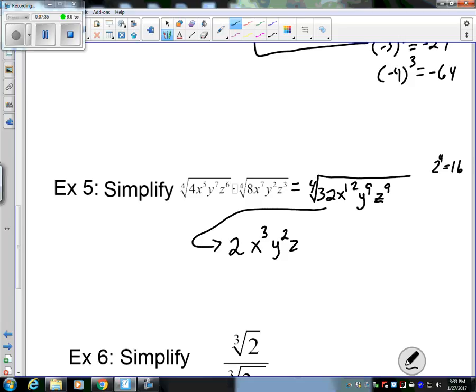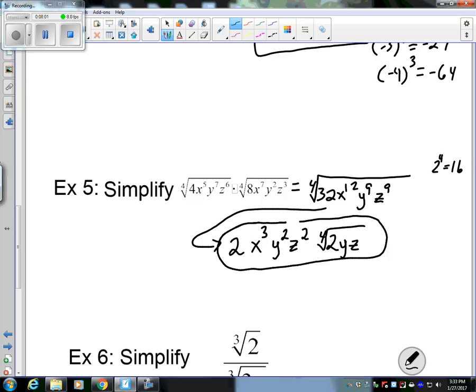So z, 4th root, let's figure out what's left over. So 32 divided by 16 is 2. X's are all used up with the 3 groups. Y's, there's 1 group left over, or 1 y left over. Z, there's also 1 left over. So here's the simplified form.